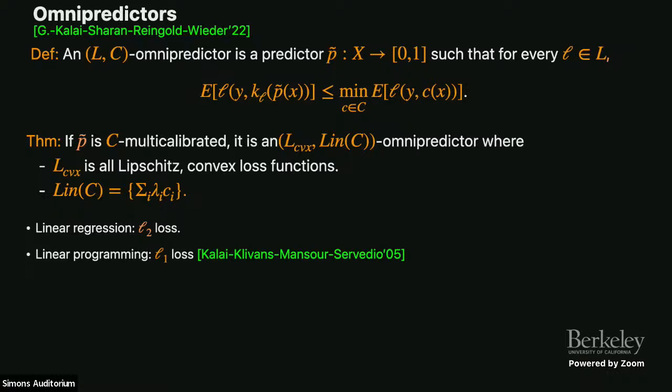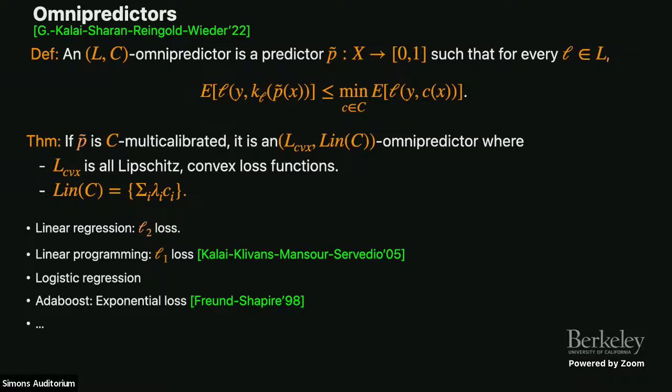Why might you want to minimize the L1 loss? Well, there's this classic paper of Kalai, Klivans, Mansour, and Servedio on agnostically learning half spaces, which made the point that L1 regression is often less noise sensitive than L2 regression. So there are things you can do with L1 regression that you cannot do with L2 regression. If you wanted to do logistic loss, you'd run logistic regression. If you wanted to minimize exponential loss, you'd run AdaBoost, the famous algorithm of Freund and Schapire.